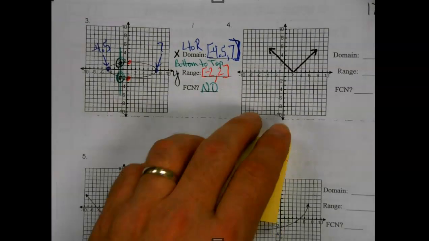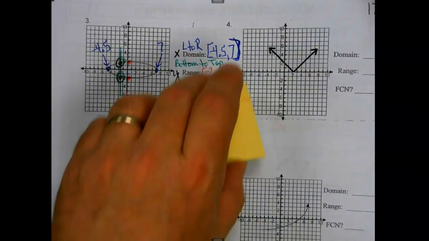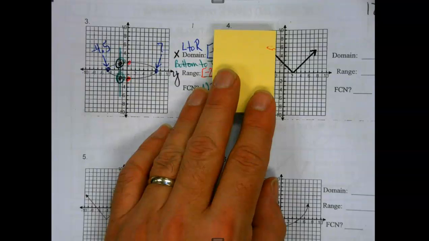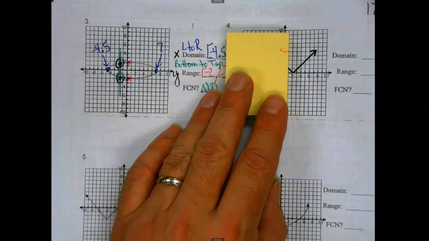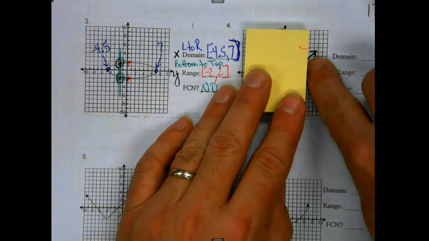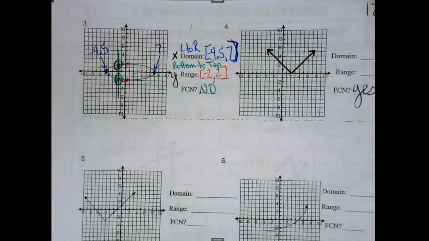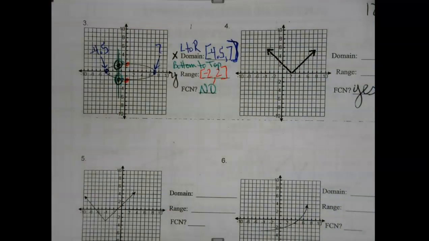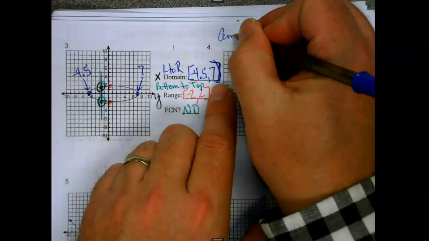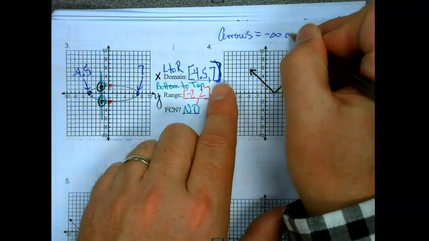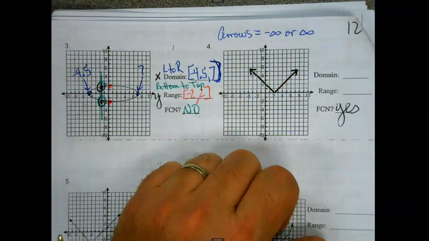Because as we play with a couple extras here, is this one going to be a function? Looks like it, because everywhere I go, I'm only going through 1 point. So, okay, this looks like a yes. Now, domain, here's where I got to watch out. And we've chatted about this before, too. Whenever you see arrows, arrows always equal infinities.